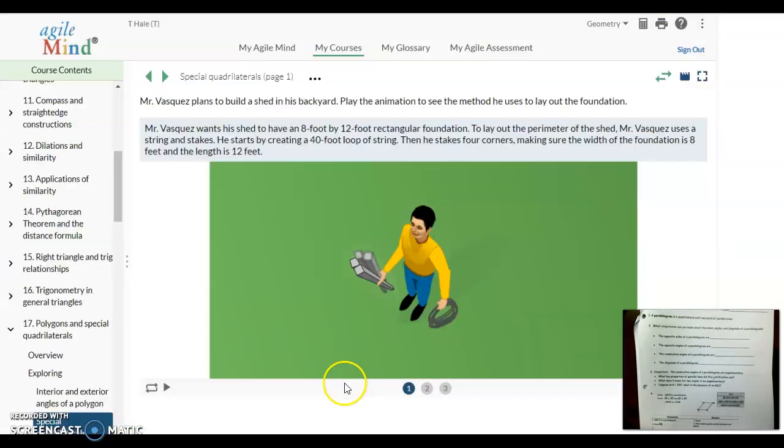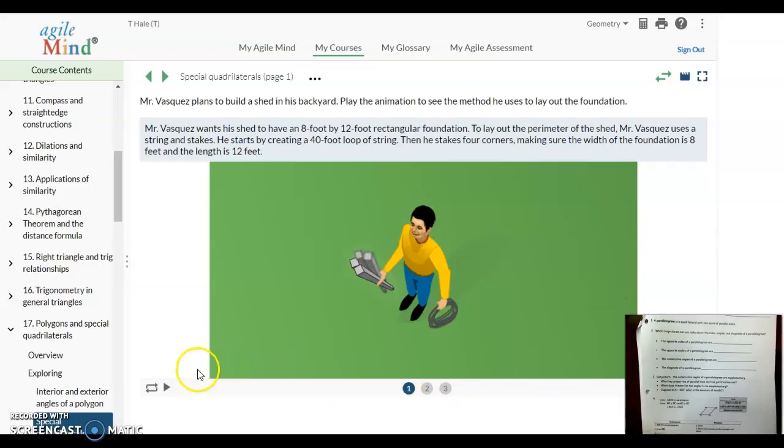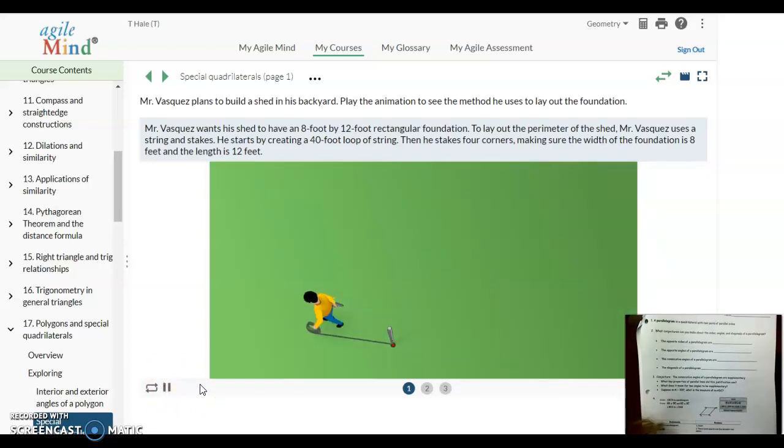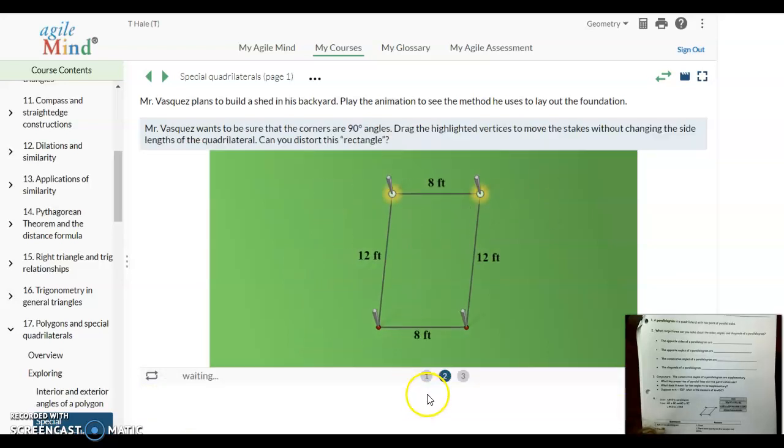So let's look at our animation here. So here is Mr. Vasquez staking out his shed with his stakes and string. Remember, he has 40 feet of string. So do we know that this is a rectangle? He's pretty satisfied that he has created one.